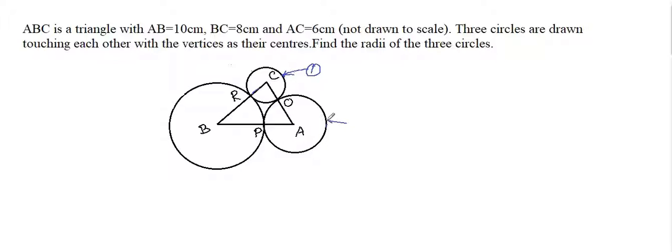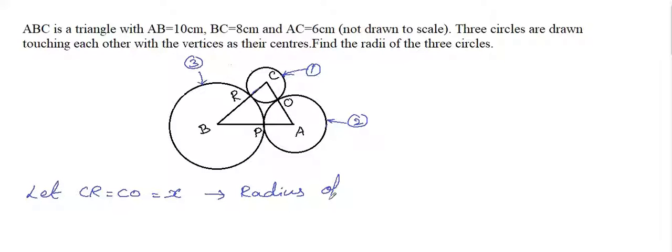Let's solve the question which I have written on the whiteboard. See here, given ABC is the triangle where AB, BC and AC lengths are given and three circles are drawn touching each other with the vertices as the centers. We need to find the radius of the three circles separately. So let's call the small circle 1, the middle circle 2 and the bigger circle 3.